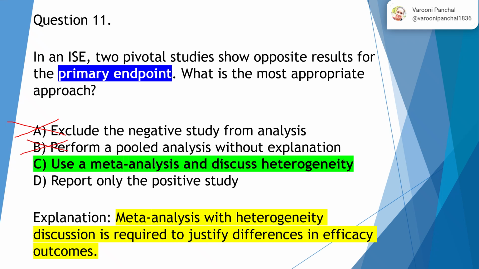Report only the positive study. No, it's not about the positive or negative study. Whatever the study that is presented or is decided to continue, you need to discuss that. So in that situation, you can use the meta-analysis and discuss the heterogeneity. So the correct answer is C. Meta-analysis with heterogeneity discussion is required to justify differences in efficacy outcomes.